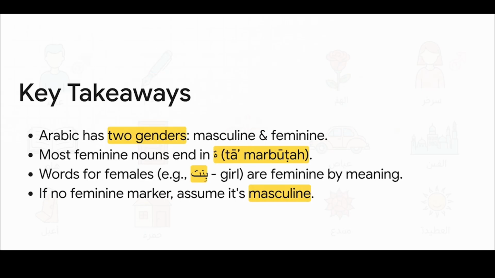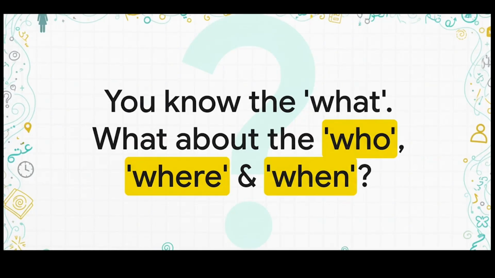Okay, so let's do a quick recap of the key takeaways. First, Arabic has two genders, masculine and feminine. Simple. Second, your biggest clue, your number one signpost for a feminine noun is that wonderful little ending, the Ta Marbuta. Third, words for females are feminine just by their very meaning. And finally, if a noun doesn't have a feminine marker or a feminine meaning, your default assumption should be that it's masculine. Mastering gender is a huge step.